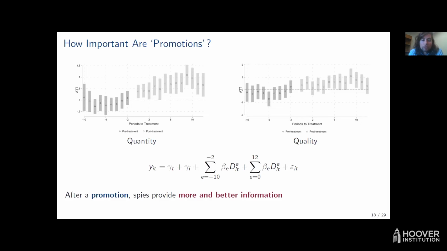The second hypothesis was that promotions matter. One caveat here is that we cannot measure promotions within the same job. We don't have information on that, but we know when spies switch their firm or their institution. And so with this event study methodology, we find that that's indeed the case. So after switching institutions, switching firms, we find that spies provide more as well as better information. And for us, that suggests that it does not only matter where you initially place the spy, but also the full career, the CV of the spy, seems to matter. And each time they get promoted, they get access to more and better information.